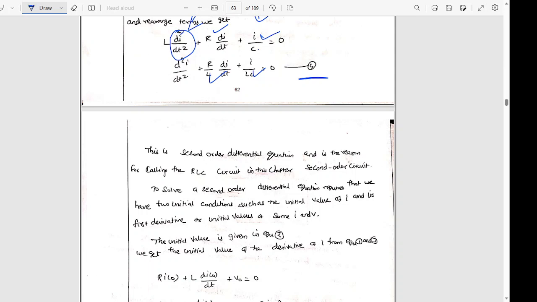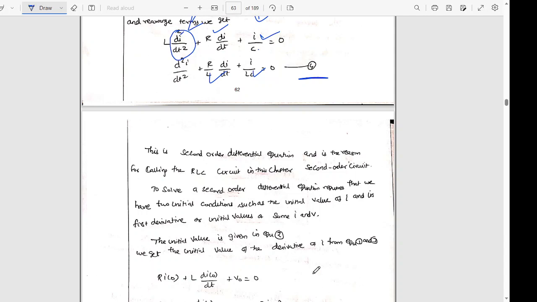So if I need to solve the differential equation in second order, I am supposed to have two initial conditions: the initial value for I and its first derivative, and the initial value for V. The voltage initial value we also need to know, because across the capacitor there will be an initial voltage. That also we need to know.